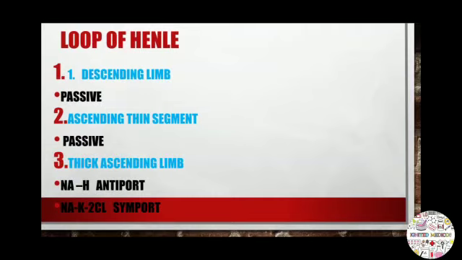As the filtrate passes into the next segment, the loop of Henle, it has three parts: the descending limb, the ascending thin segment, and the thick ascending limb. In the descending limb, sodium is reabsorbed passively into the interstitium. In the ascending thin segment, it is again passively secreted into the interstitium, whereas in the thick ascending limb, it is by the sodium hydrogen antiport and the sodium potassium chloride symport. Here the additional one is the sodium potassium chloride symport.